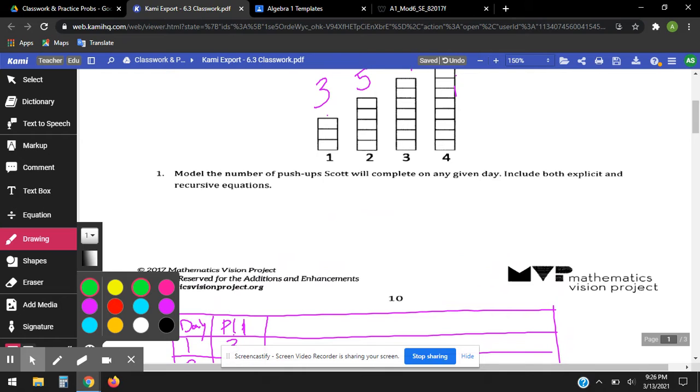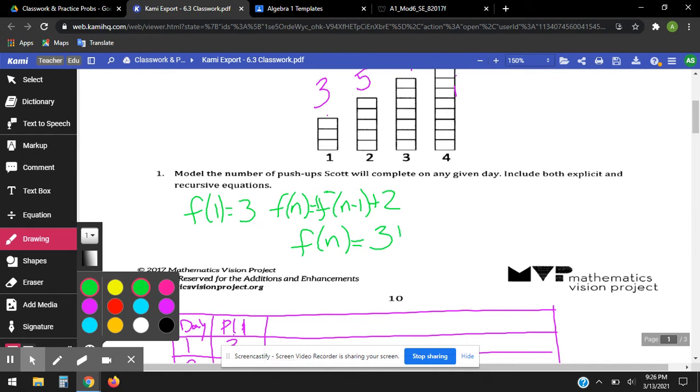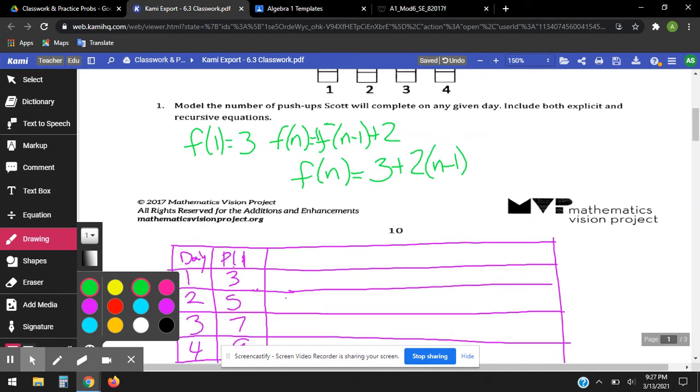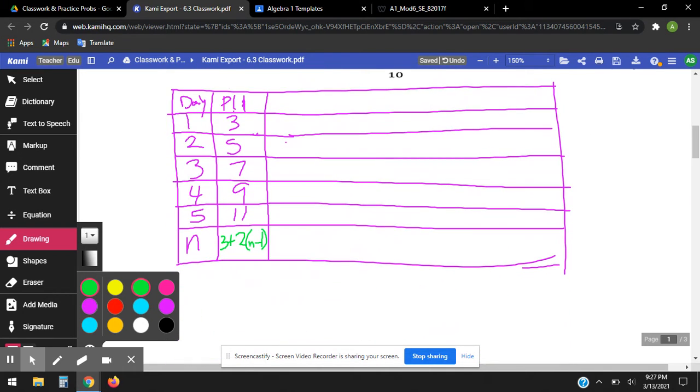So when we do our recursive, f of 1 is 3, f of n then is f of n minus 1, the previous, plus 2, right? Which means our explicit is going to be we started with 3, and then he adds 2 after the first one. So there's our explicit. That's the linear. That's what we're used to. We got that one down.